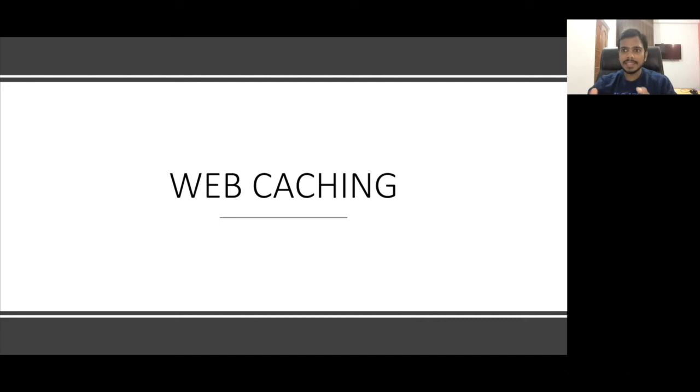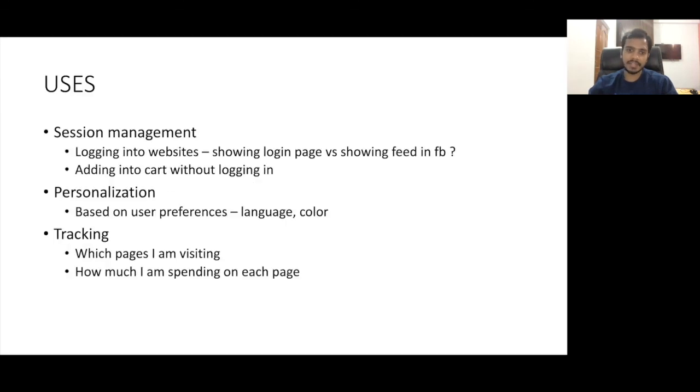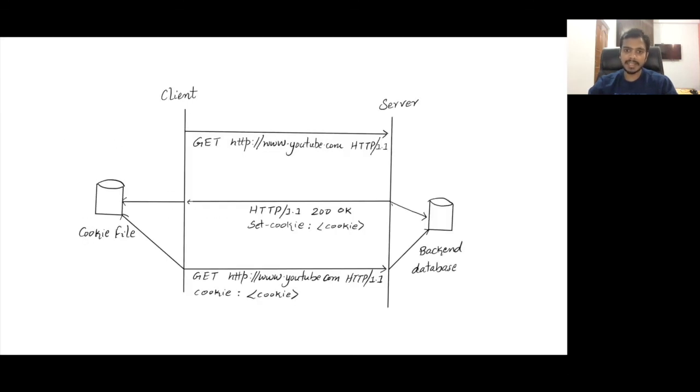So that's all for this video. In the next video, I will discuss web caching, and how different HTTP headers help in web caching. In cookies, I was mostly focused on how different headers help in how cookies work: the set-cookie header and the cookie header. Set-cookie is the header associated with a response, and cookie is the header associated with a request. These headers help in the working of cookies.